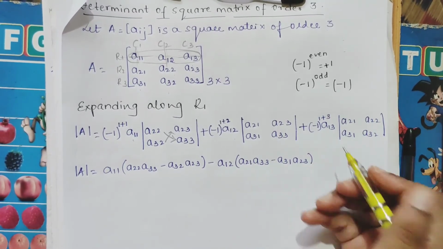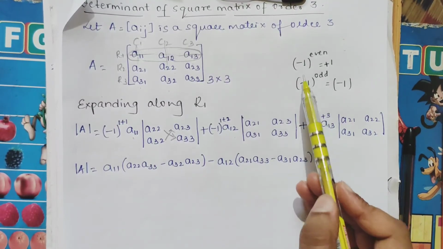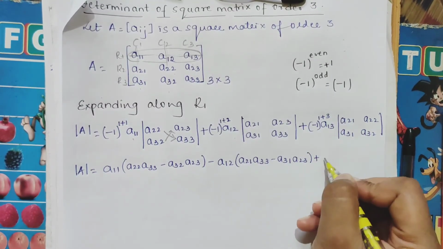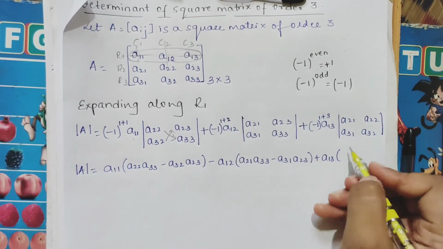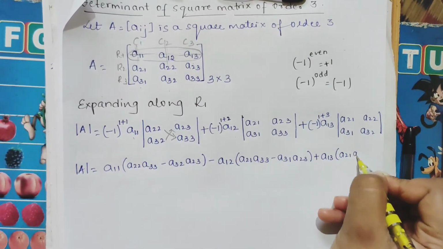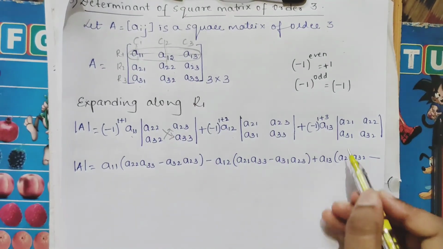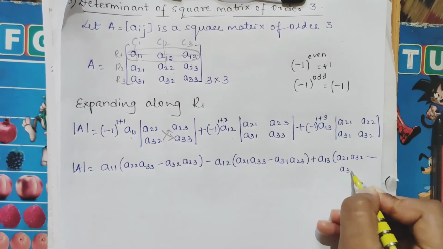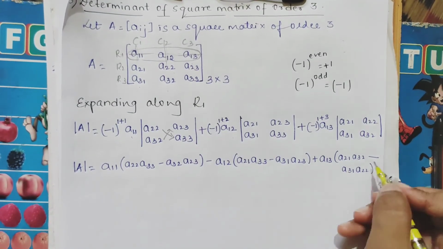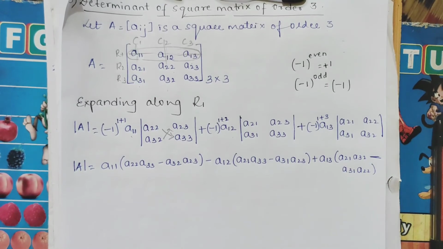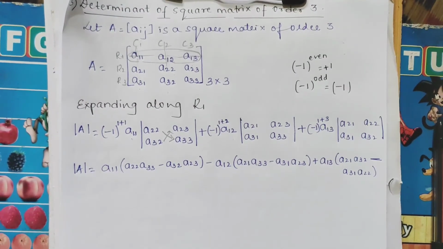Here again plus. Why plus here? 1 plus 3 is 4. So it is even and it is positive. Here you will get A13. Again cross multiply: A21 into A32 minus A31 into A22. You have to write it like this, with this minus sign. I hope you got it, how you have to do it. I hope this is clear.